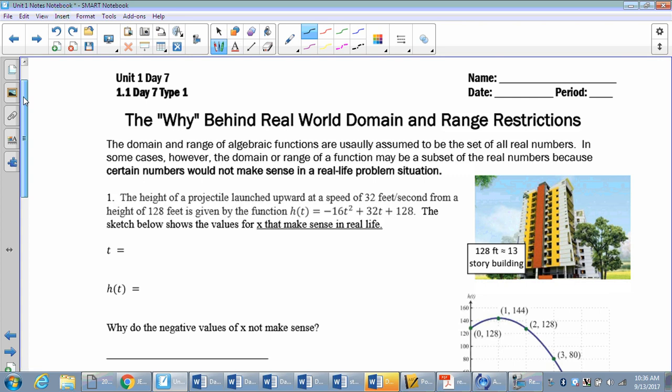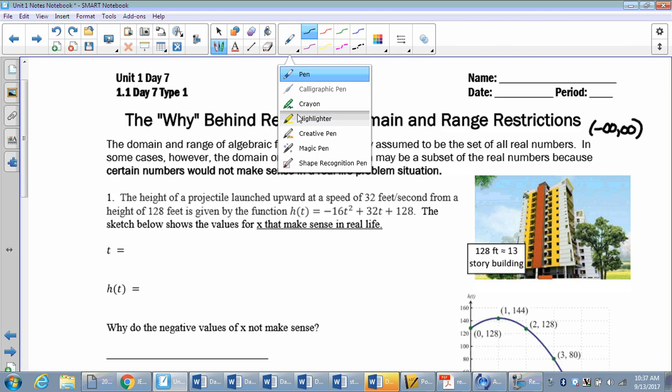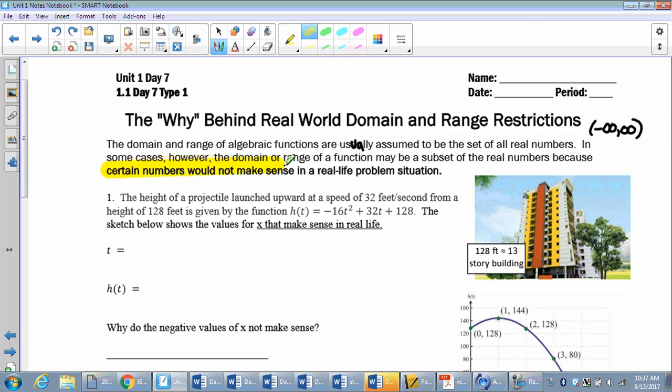The title is The Why Behind Real-World Domain and Range Restrictions. And again, I acknowledge that we have had verbal conversations about this, but it's very good for us now to take a moment and really make this concrete. Why do these exist? It says the domain and range of algebraic functions are usually assumed to be the set of all real numbers, which would mean negative infinity to infinity. That's what we mean by that. Like any value you want. In some cases, though, the domain or range of a function may be a subset of the real numbers because, we should highlight this, certain numbers would not make sense in a real-life problem or situation.